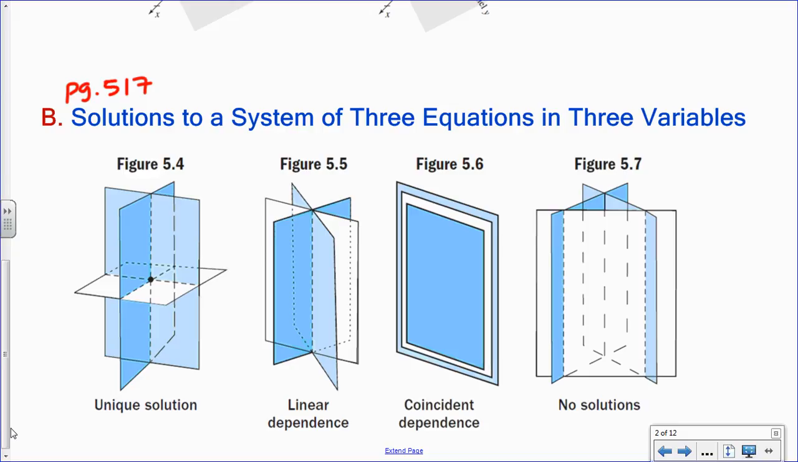If you take 3 equations with 3 variables, then that's like having 3 planes. And if they intersect just at 1 point, that's a unique solution. You could also say independent, and I would accept either one. I'm not going to add any more words to these. For these pictures, these words here are the only ones you have to know.